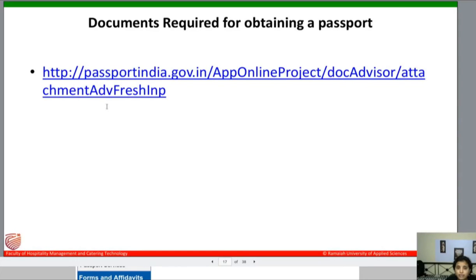Then nurses have to give a nursing certificate. Then all professional degree holders need to show their professional degree. They need to show their children's birth certificate. So one has to go through this in detail. And then these are the listed documents for non-ECR.